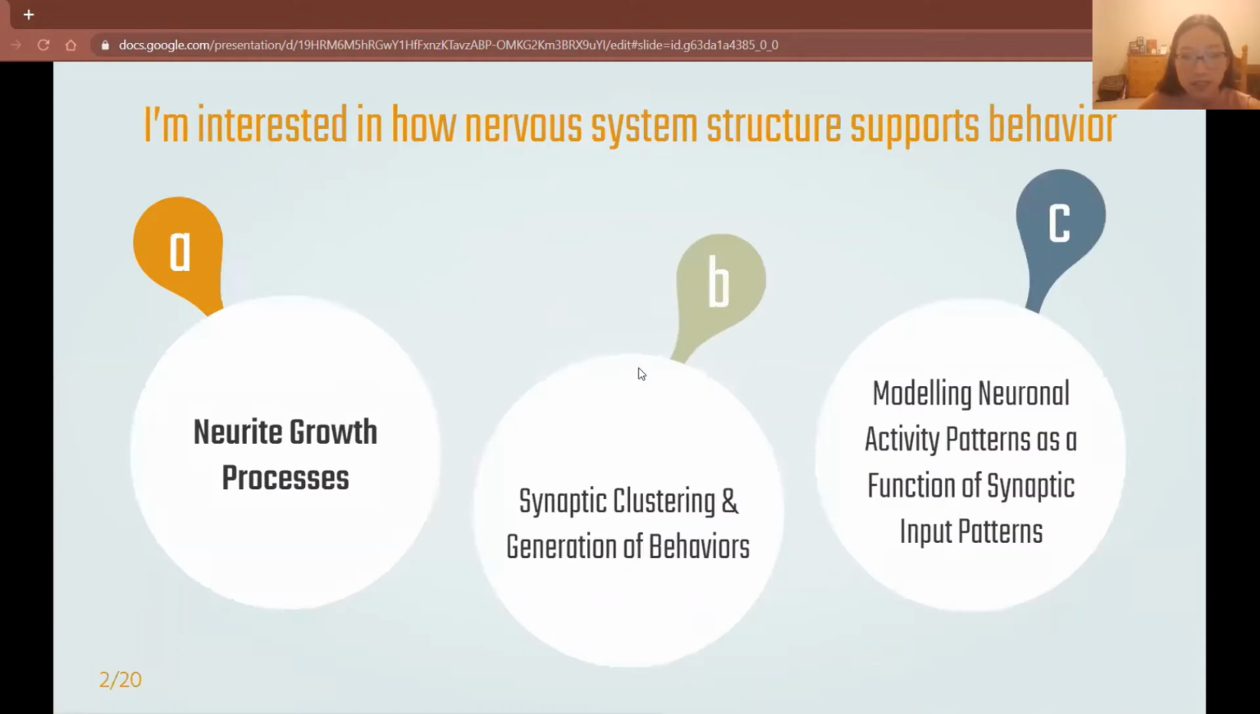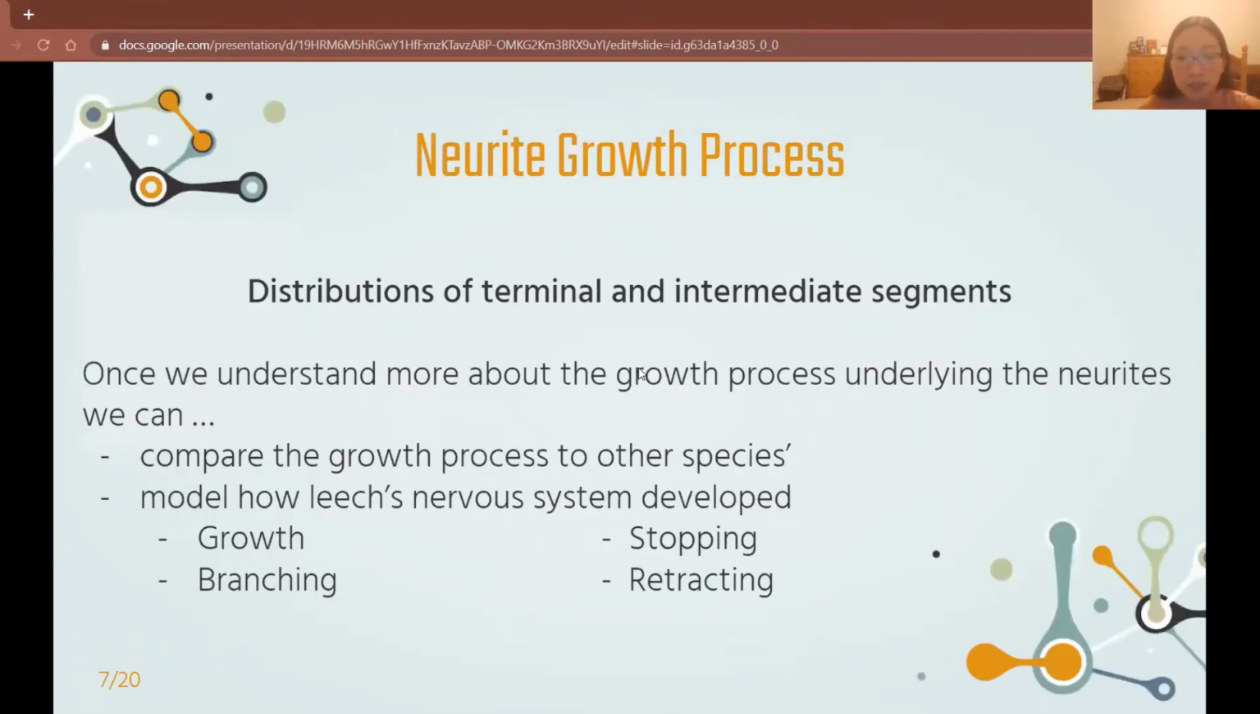Today, we'll be focusing in on our work analyzing neurite growth processes. A growth process refers to how the segment develops from adolescence. We understand the growth process through analyzing the distribution of terminal and intermediate segments. Once we get a better understanding of this, we can even develop a model of how the segments develop through simulating probabilities of features such as growth, branching, stopping, and retracting. This isn't an exhaustive list, but it's generally what most people model growth processes with.